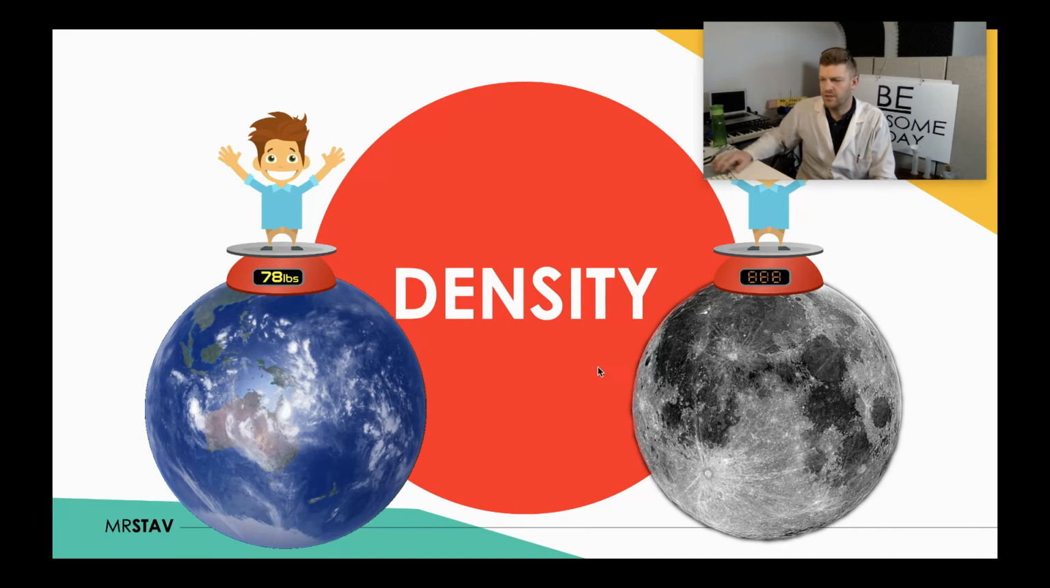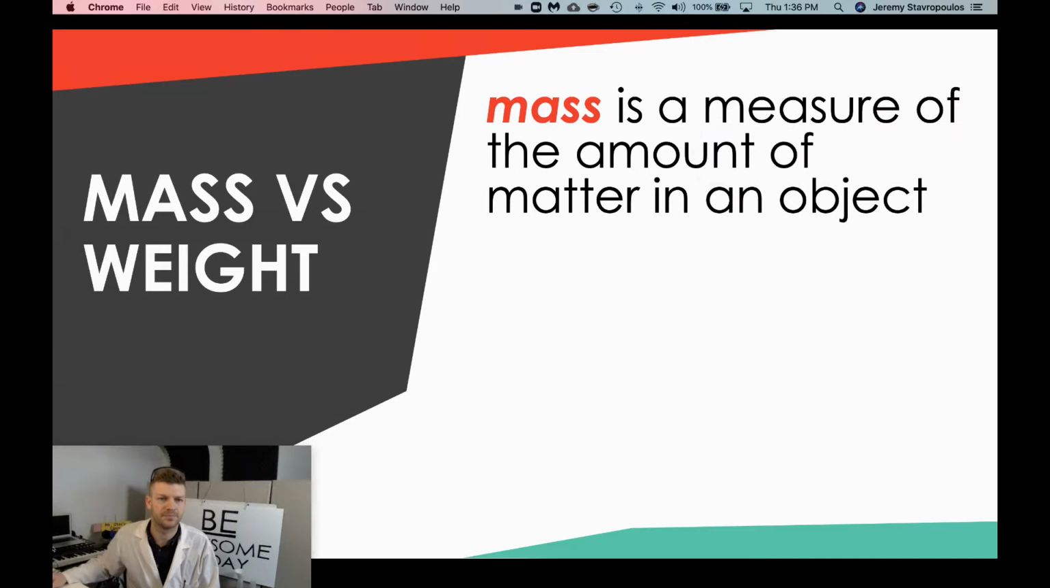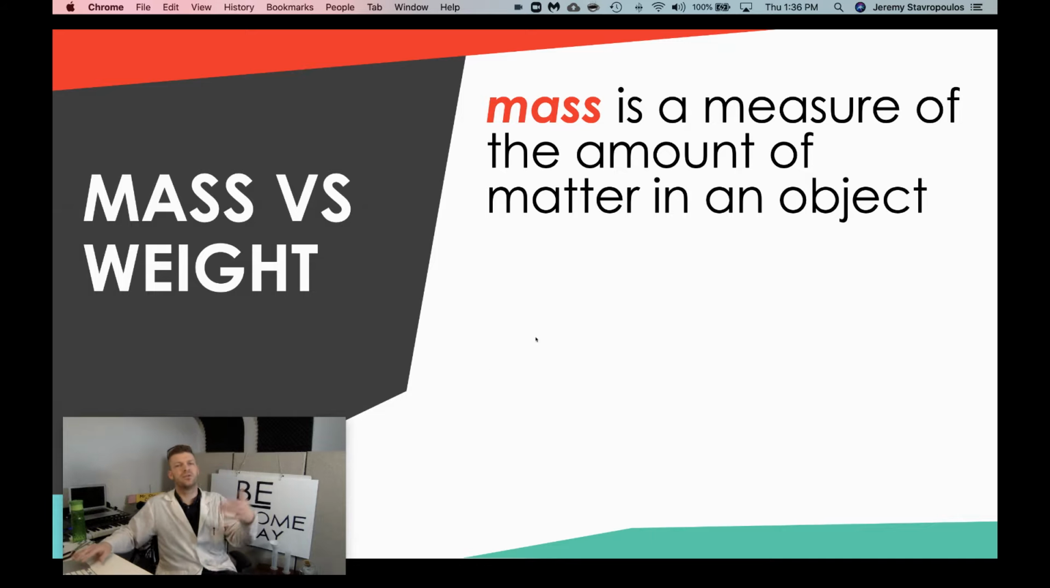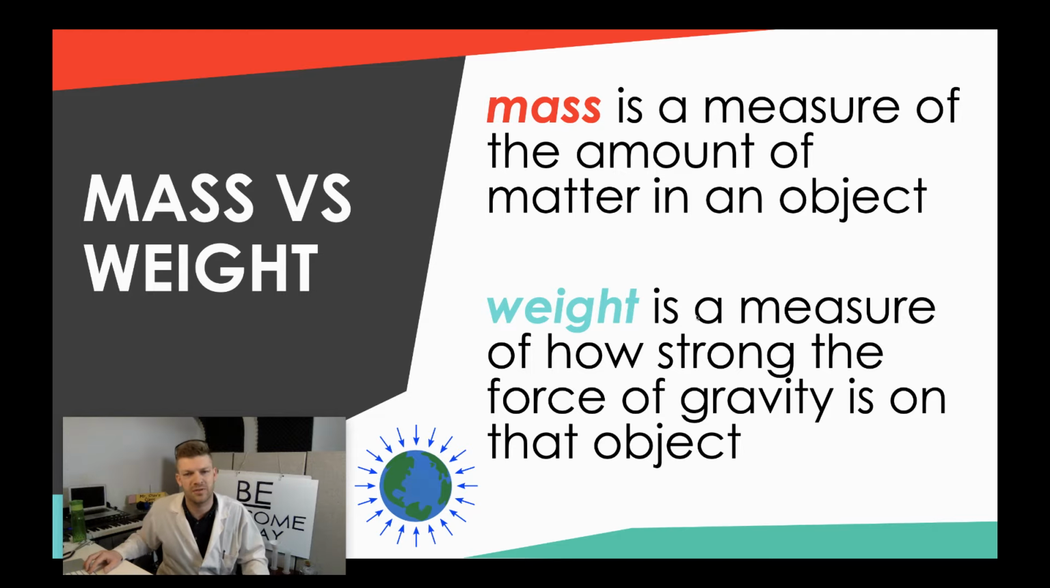So you saw this graphic before. We talked about the difference between mass and weight. Mass is the measure of the amount of matter in an object. You should have that written down from a previous lesson. Whereas weight is a measure of how strong the force of gravity is on that object. So again, what's different? Which one is different on the moon compared to Earth? Put it in the chat. Let me know. Is mass different on the moon or is weight different on the moon?